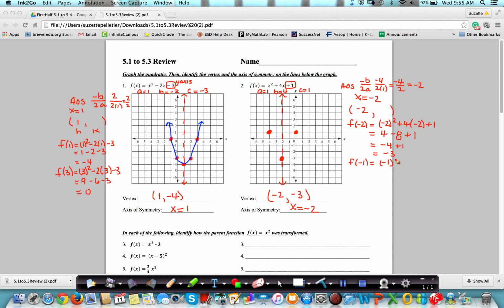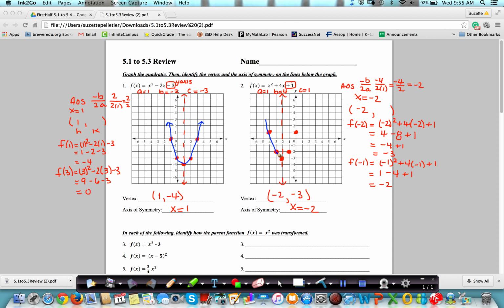So -1 squared plus 4 times -1 plus 1. -1 times -1 is +1. 4 times -1 is -4 plus 1, and I end up with -2. So -1, -2. And that makes a lot of sense because this parent graph does not have a factor greater than 1 in front of it, so it should have the normal shape, over 1, up 1, and over 2, up 4, and it does. So now I'm just going to go ahead and draw it in.